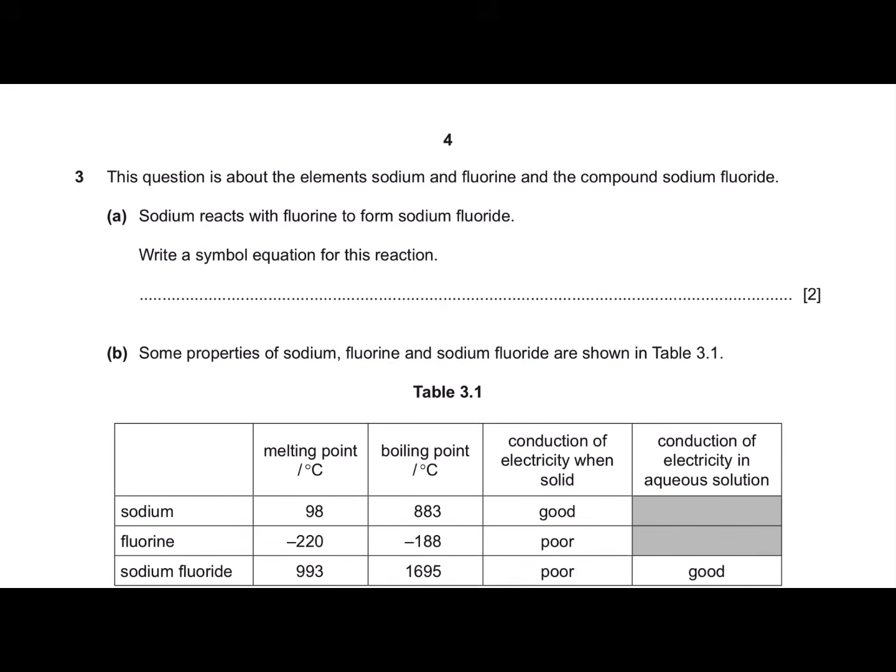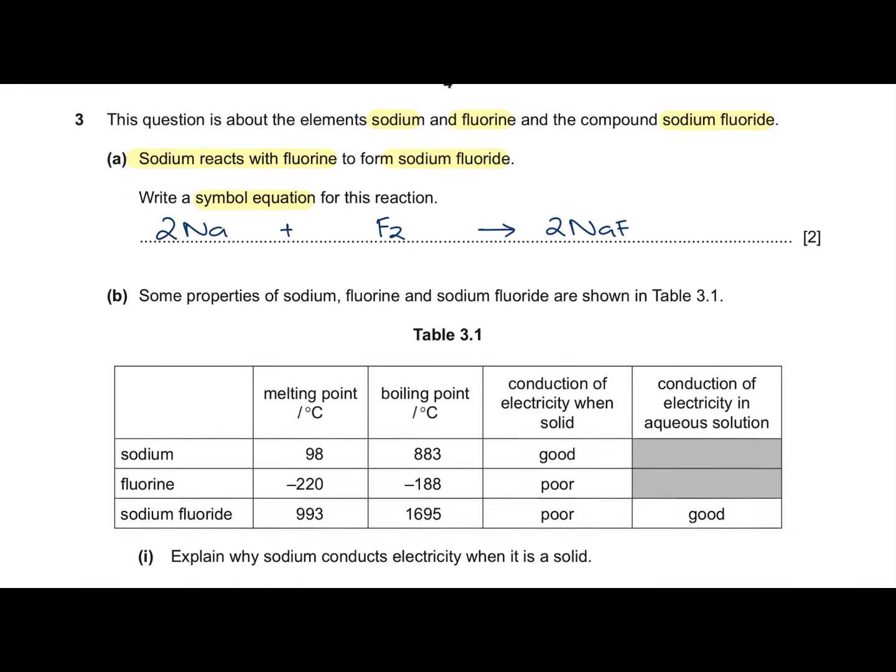Next up, question number 3. The question is about the elements sodium and fluorine and the compound sodium fluoride. Sodium reacts with fluorine to form sodium fluoride. Write a symbolic equation for this reaction. So sodium reacts with fluorine, which exists as diatomic molecule as it's a halogen, will form sodium fluoride NaF. Now let's balance fluorine. Fluorine will balance now, and now let's balance sodium. So the equation is balanced.